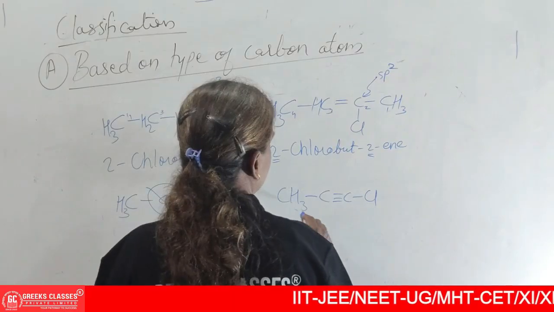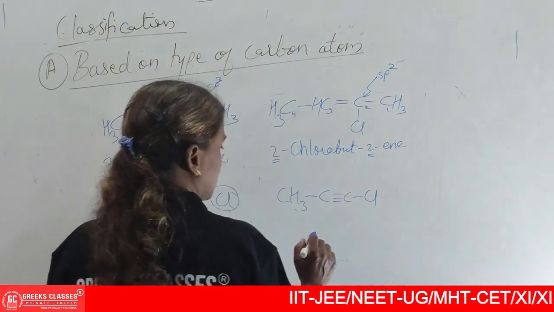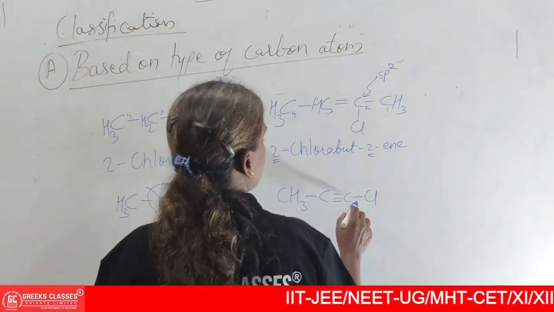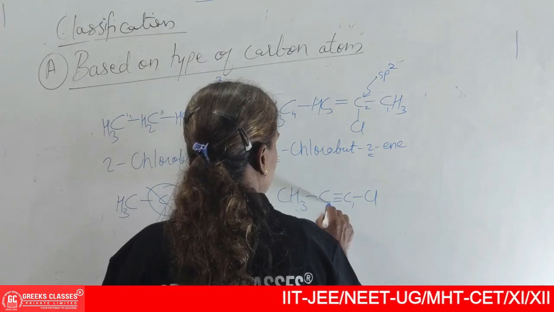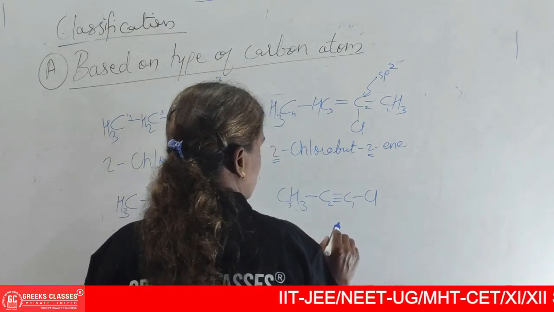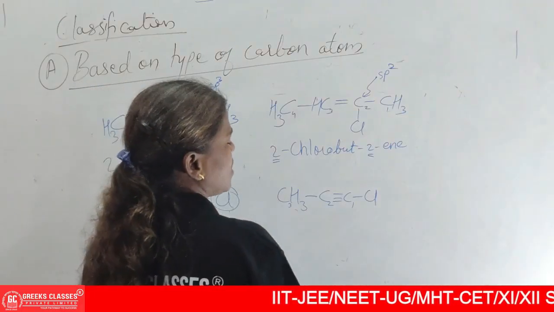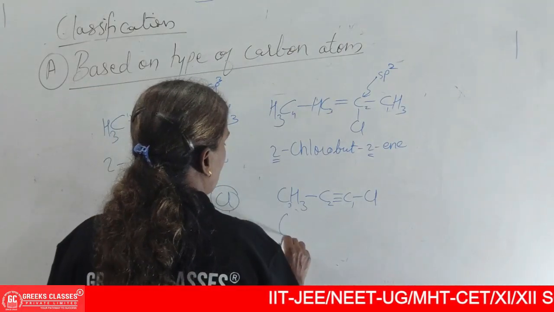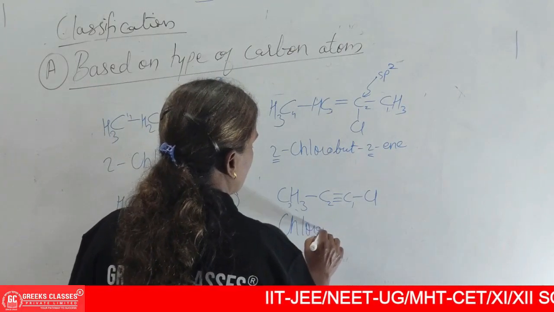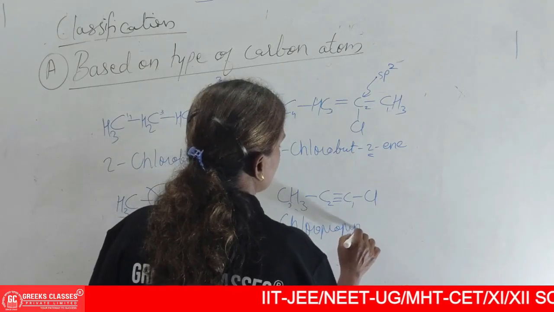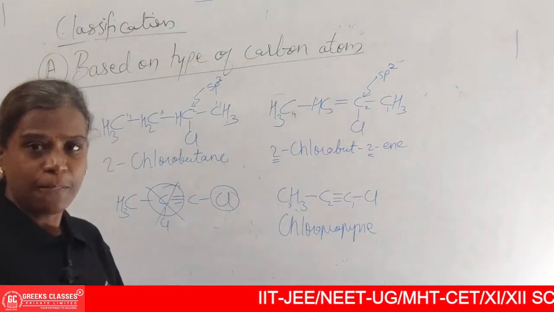Okay, so here there are 3 carbons to which chloro group is attached. So this is carbon number 1, 2 and 3. First carbon is having triple bond, and that same carbon is having chloro group. So it is chloropropyne. It is chloropropyne. Okay.